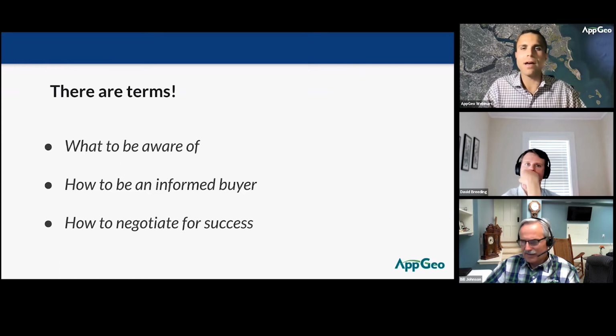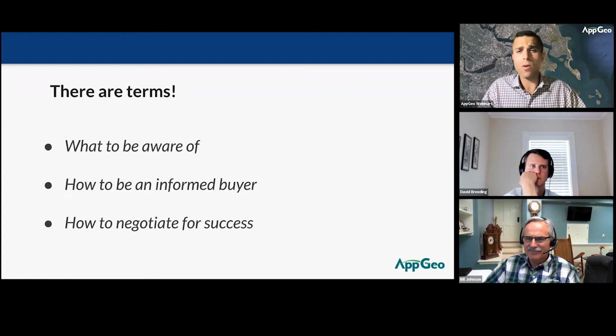I want to now transition into the third section of our talk, and here's where we're going to be covering the idea of terms of service. We've alluded to this throughout the presentation, but we want people to know what to be aware of, how to be an informed buyer, and we're also going to give you some strategies for how to negotiate to be able to take full advantage of the data, and in some instances to make your dollar go further with these licensed products.